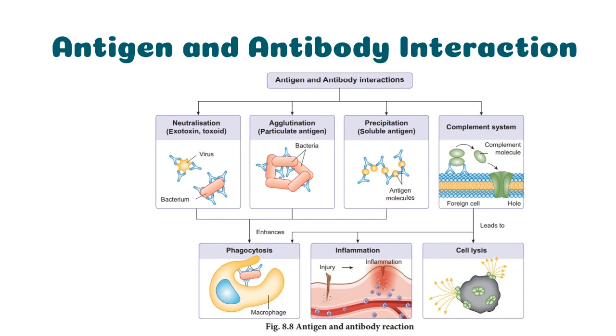And the last one is complement activation. The binding of these antibodies causes the activation of the complement, and what the complement does is cause cell lysis, inflammation, or phagocytosis. And neutralization, agglutination, and precipitation also cause phagocytosis. They target these antigens so the phagocytes or the macrophages can target them and destroy them.